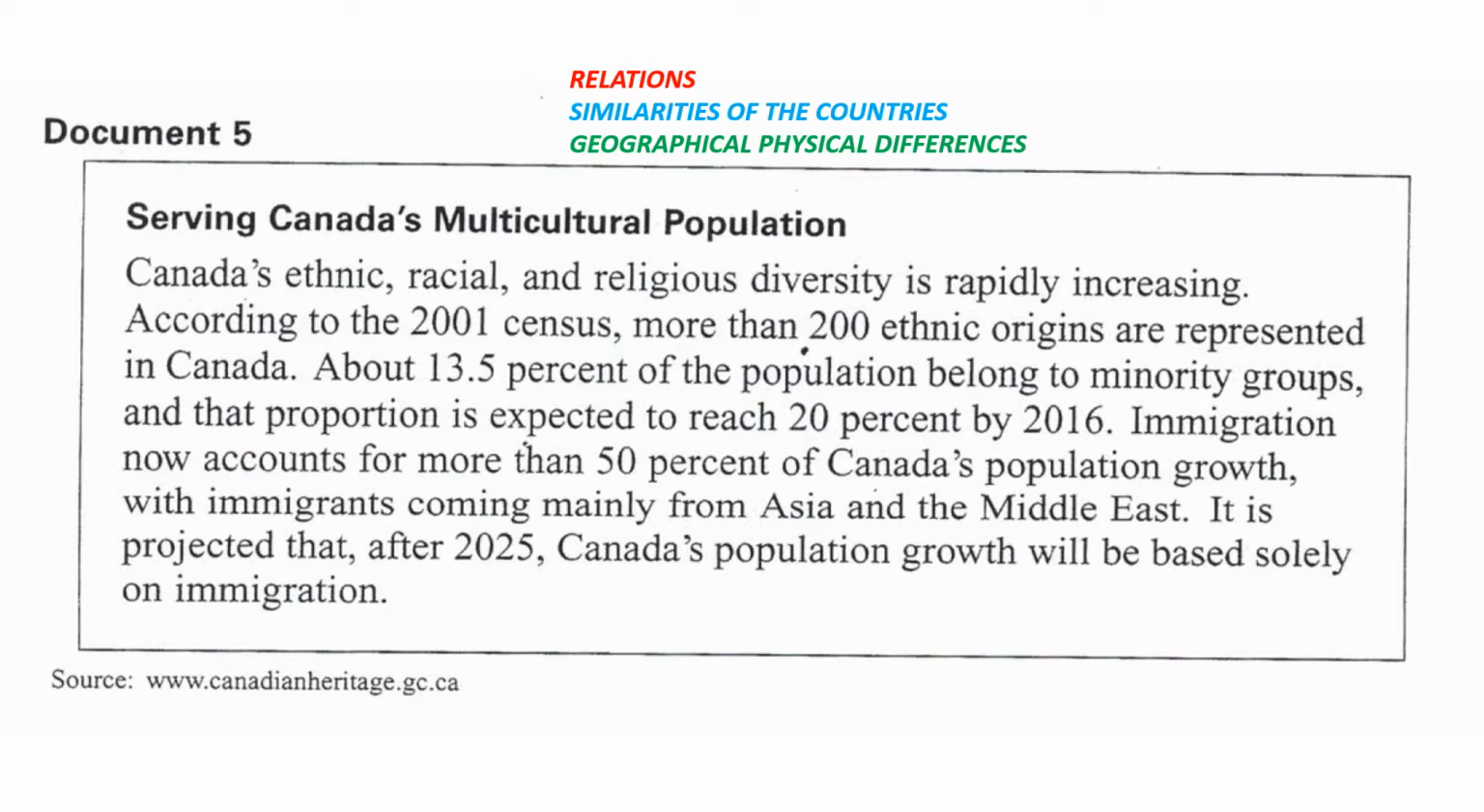This has a lot of similarities with the slide before under document 4, which talked about the different types of immigrants and where that immigration came from different countries and how that has increased over time. Canada has also had quite a bit of influx of immigration that accounts for 50% of Canada's population growth as noted in this paragraph. So this is a similarity of the country.